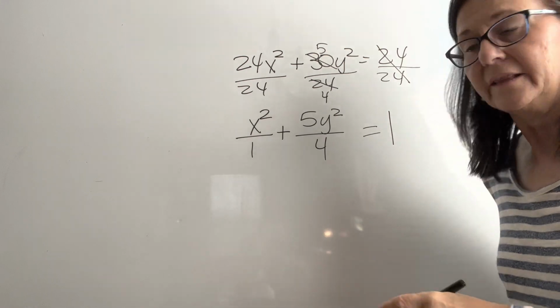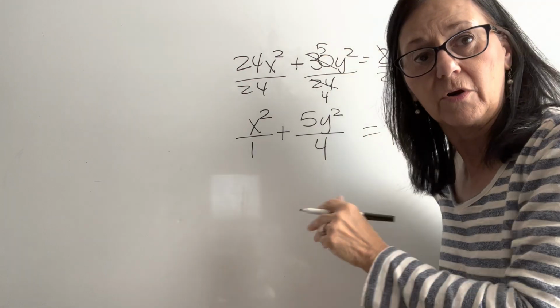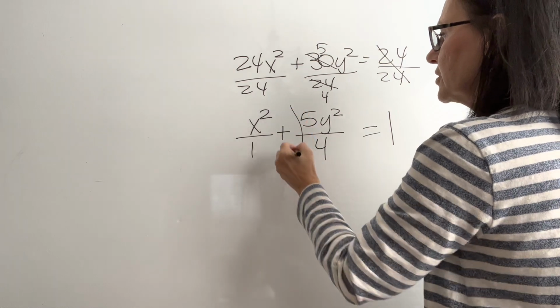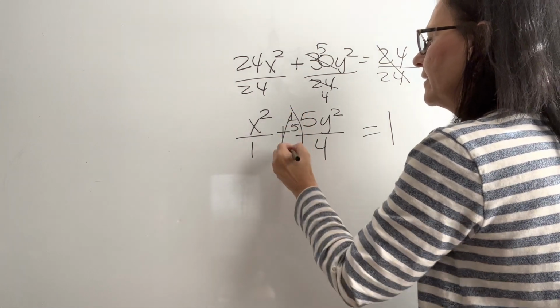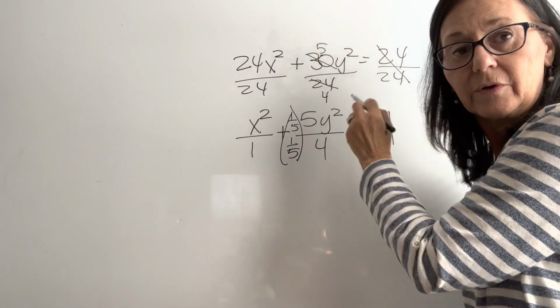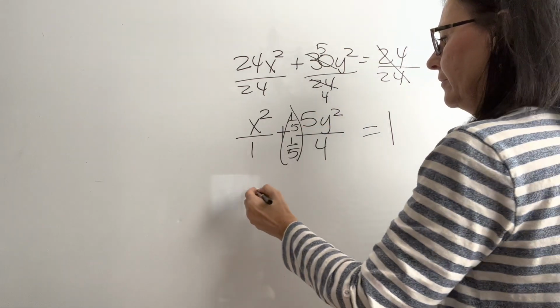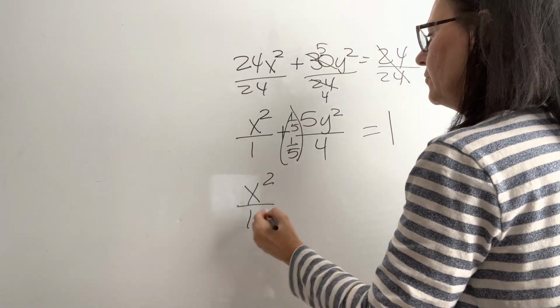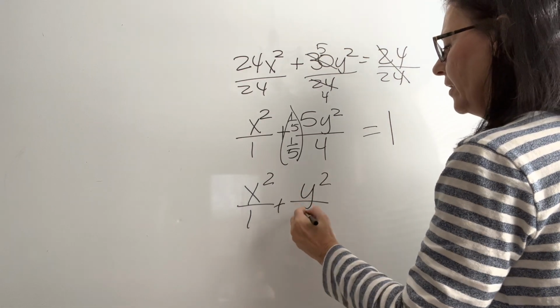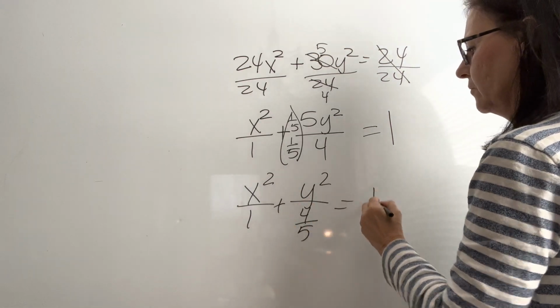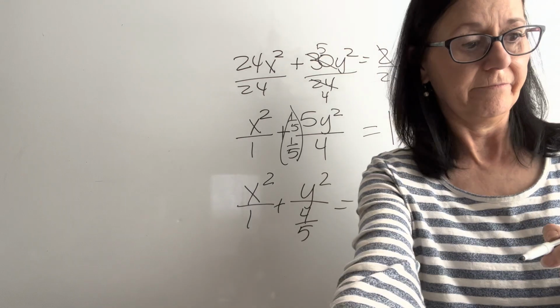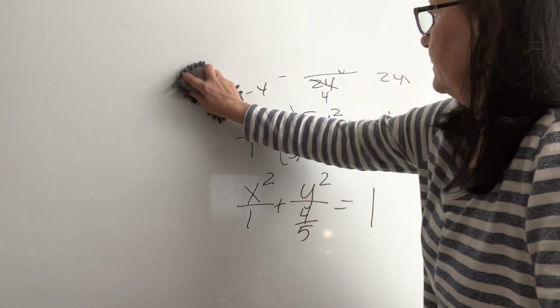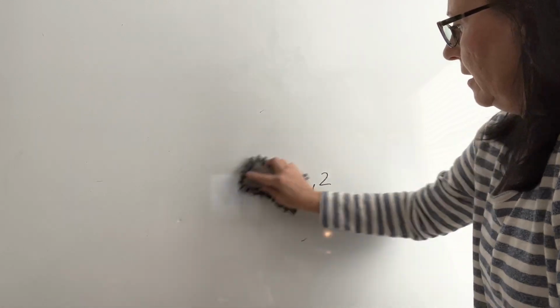But we don't want anything in the numerator. You don't want a coefficient. So you're going to multiply by 1/5 over 1/5 to move that 5 to the denominator. So you end up with x squared over 1 plus y squared over 4/5 equals 1. You have to be able to do that. That was 64. 65 is the exact same way.